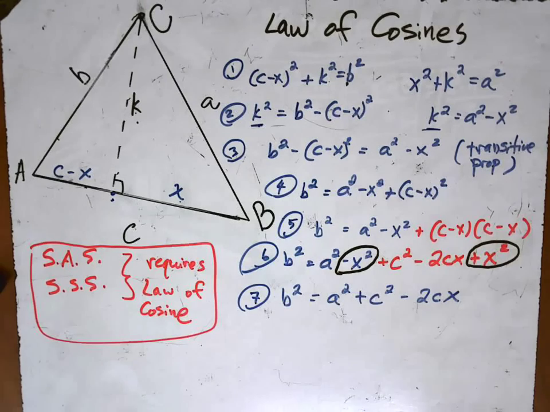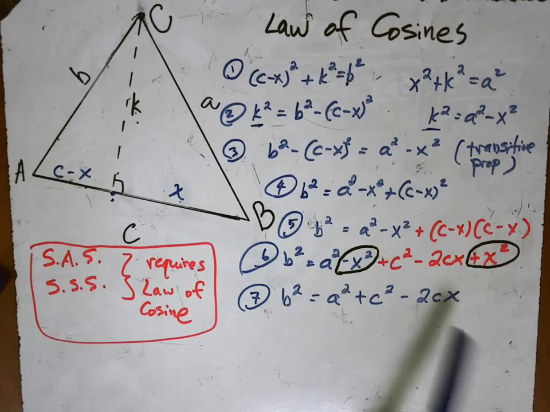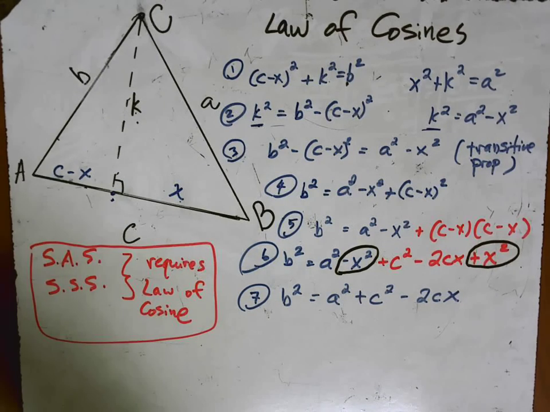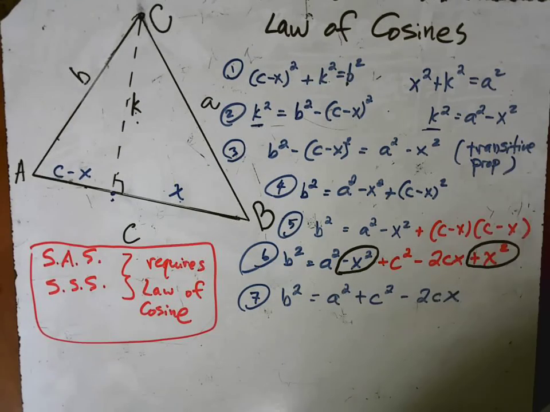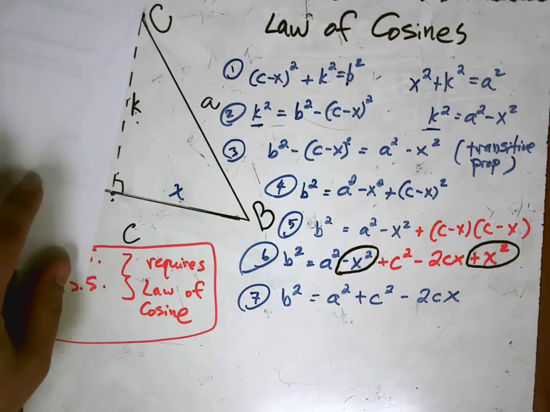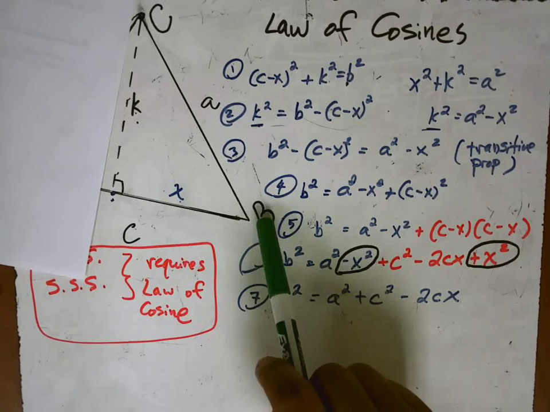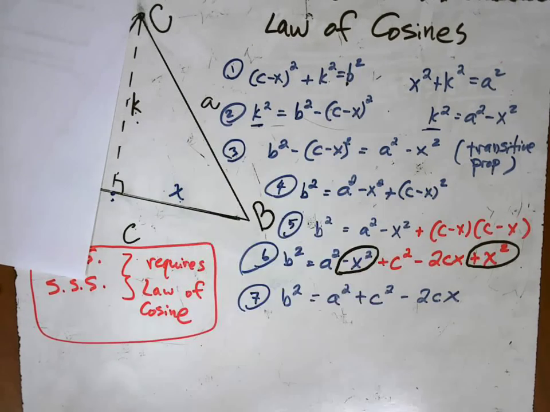2cx. And I'm getting pretty close to my goal, and my goal again is to define everything in terms of a, b, and c. I still have this x in here, and I want to find a way to get rid of it. And in order to really fully remove it, I have to use a trig ratio, in this case the cosine ratio. So if I just cover up the left side of this picture here, you can see that cosine of angle B is equal to x over a, adjacent over hypotenuse.